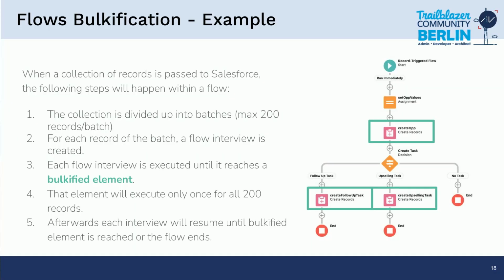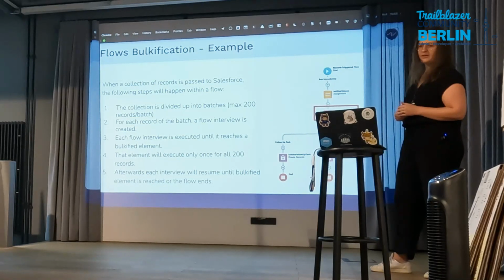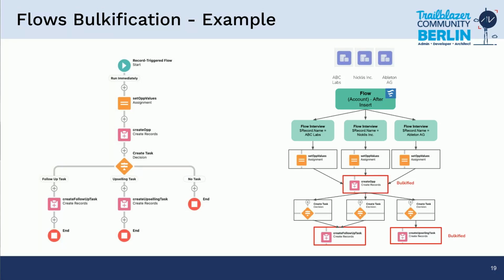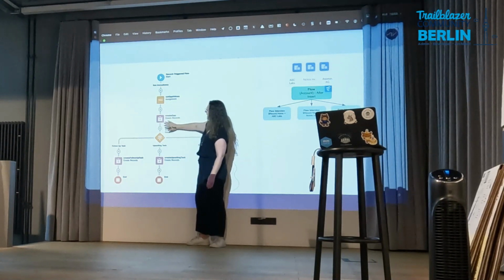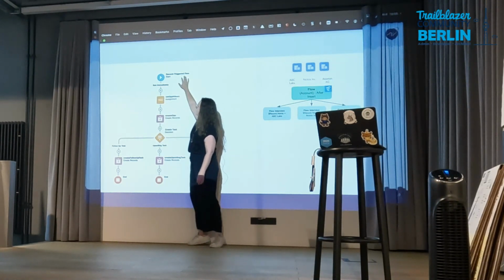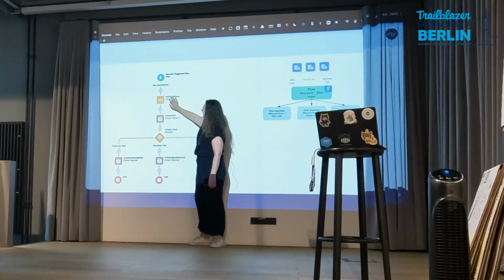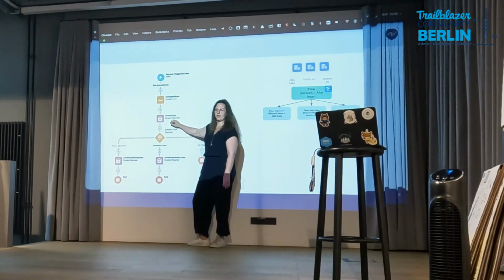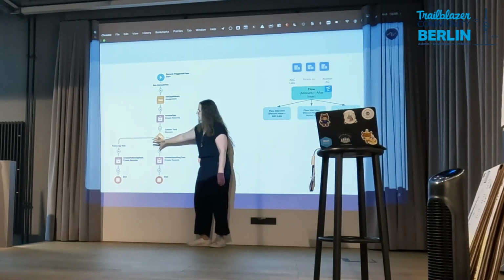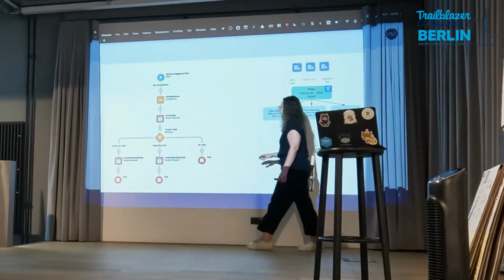So I'm going to show this with a second slide, because I think it's a bit easier to see here. Let's say we've got a flow. It starts, it sets some values, and this is started by an account being created. It sets opportunity values, and then it creates an opportunity record. And then we've got a bit more logic going down here.